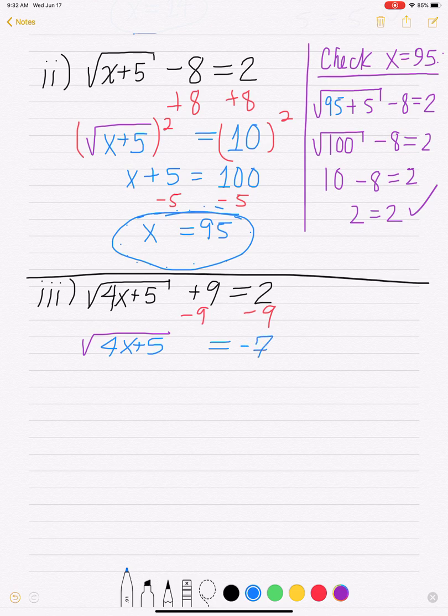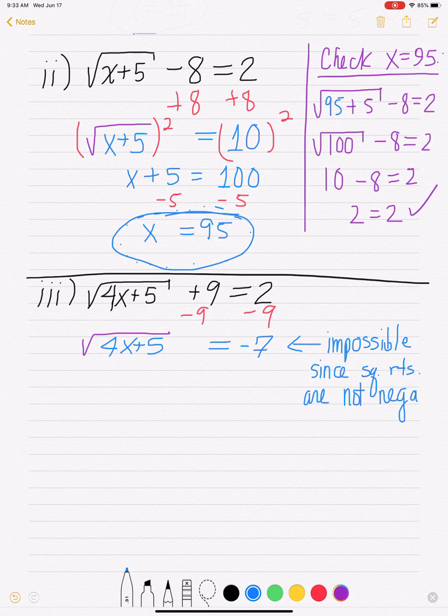Now here's a question. Is it possible for a square root to be negative? No. Square roots are always defined to be positive. So we have the square root of 4x plus 5 is negative 7. So this is impossible. Impossible since square roots are positive. Well, at least 0. Are not negative. I'll say not negative. You can never have a negative square root. When you take the square root of a number, it's always greater than or equal to 0.